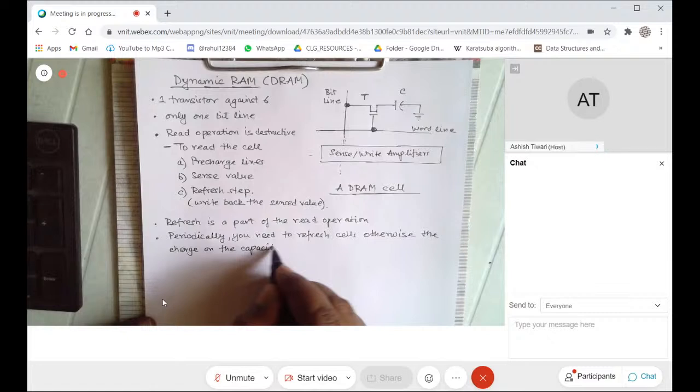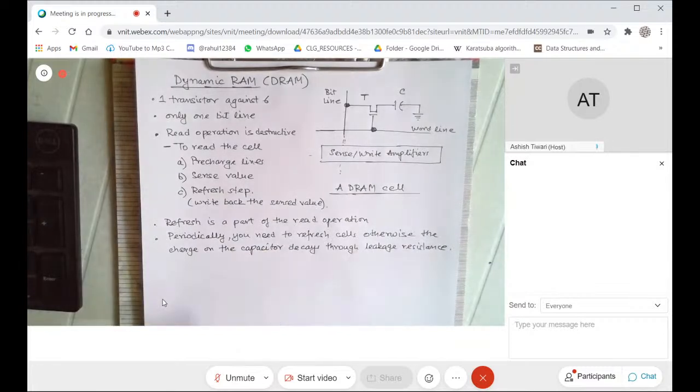Suppose you have a memory, right? If you build a 1-bit memory and you have something stored here on the capacitor, if you don't read or write for a long time, this charge will decay. If you read, certainly you will have to refresh. So if you're reading and writing, it is fine. Otherwise, periodically you need to refresh cells. Otherwise, the charge on the capacitor decays.